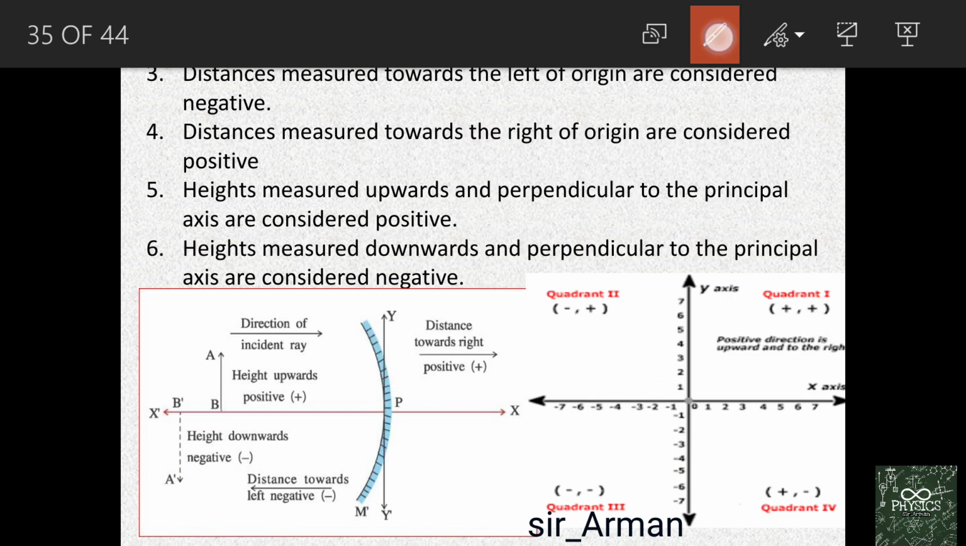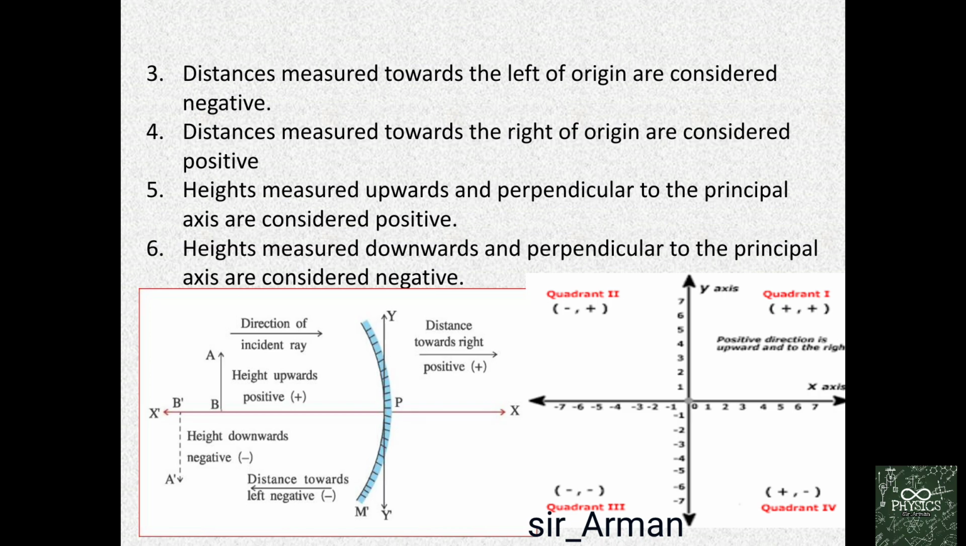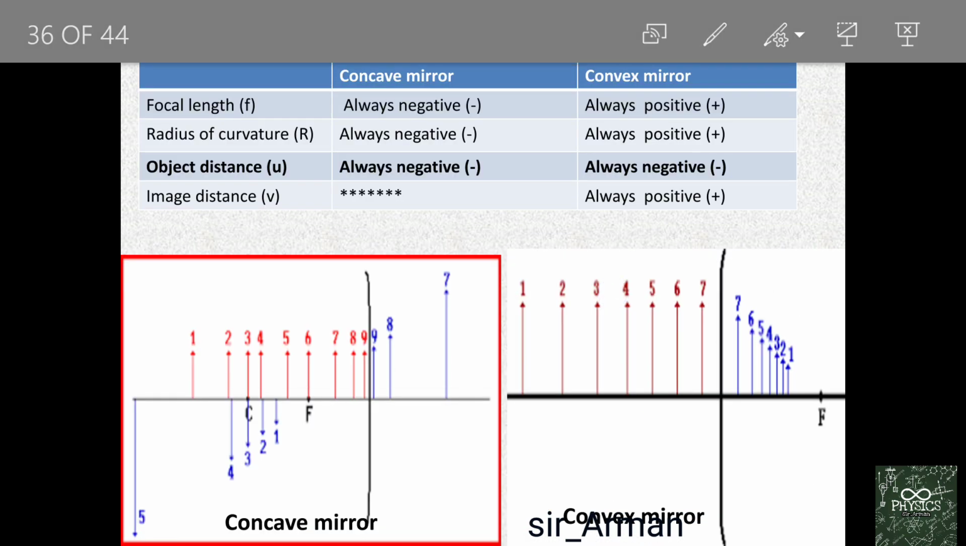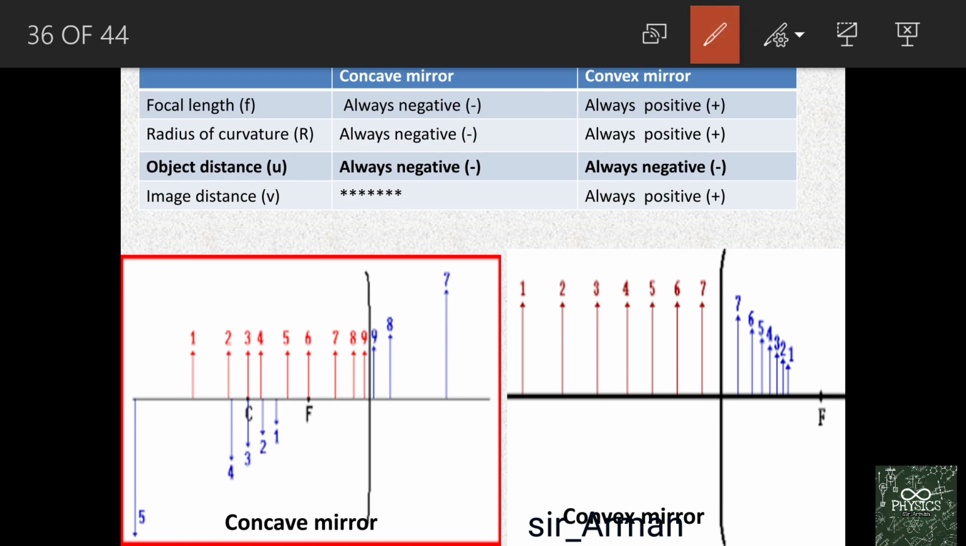Remember this, all the conventions are very useful in determining the nature of the image. Please note it down. So points to be remembered, and these are very important points. See the focal length, right? This is our concave mirror. See, it is curved from here, right? And this is our convex mirror, that is curved outward. The focal length of a concave mirror is always negative, because if you see the concave mirror, its focal length is always this side, right?